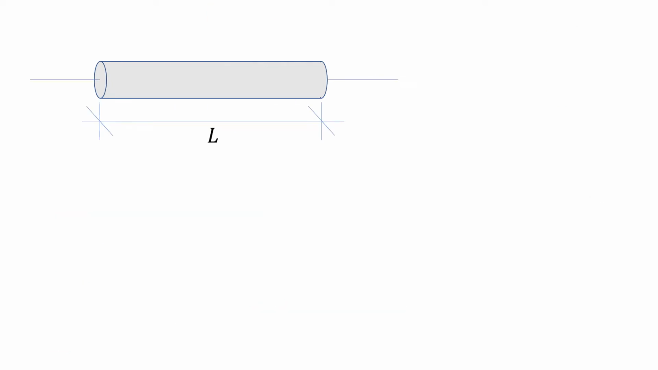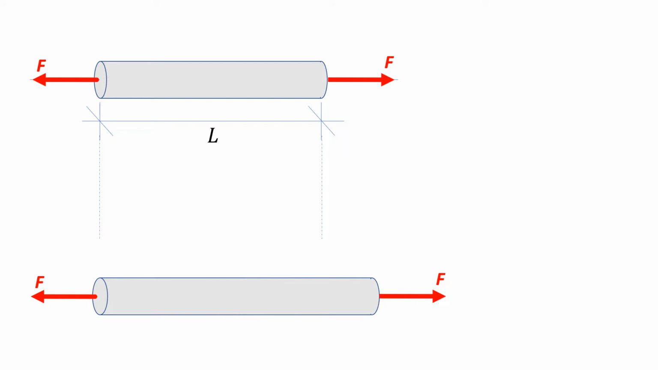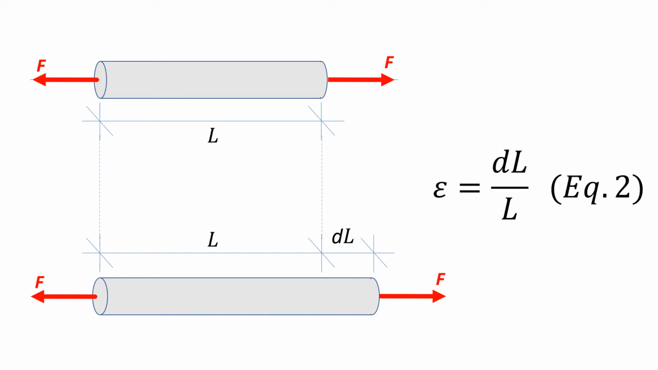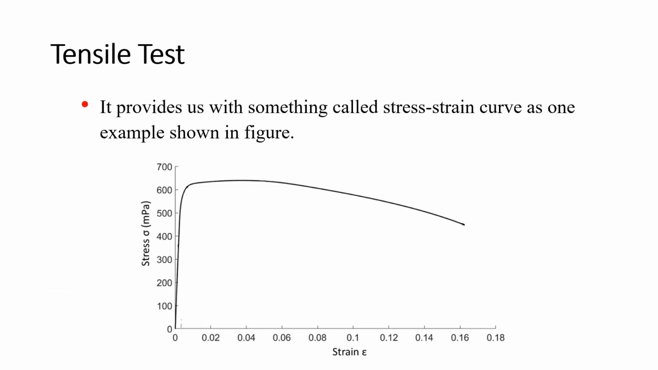Now, let's see what happens to the length. The dimensions of a sample will be affected by the applied force. Since we produce tension at each extreme of the sample, the expected effect is an increment of the original length. This increment, delta L, divided by the original length is called strain. Tensile testing provides one of the most widely used tools in engineering to describe the behavior of materials. This is the stress-strain curve.